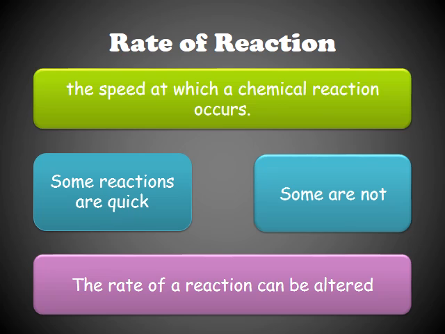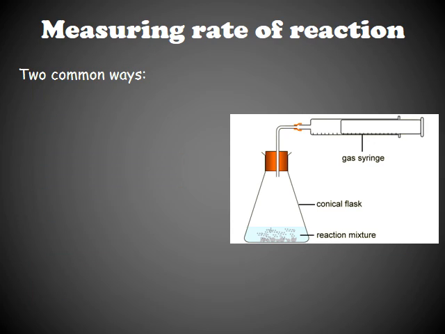So the rate of reaction is the speed at which a chemical reaction occurs. Some reactions are quick and some are not so quick. For example, the formation of the copper carbonate layer on the iron Statue of Liberty is not so fast, whereas the reaction with hydrogen peroxide and enzymes is quite quick. However, you can change the rate of reaction. It can be altered. So how do we measure how fast reactions are going?